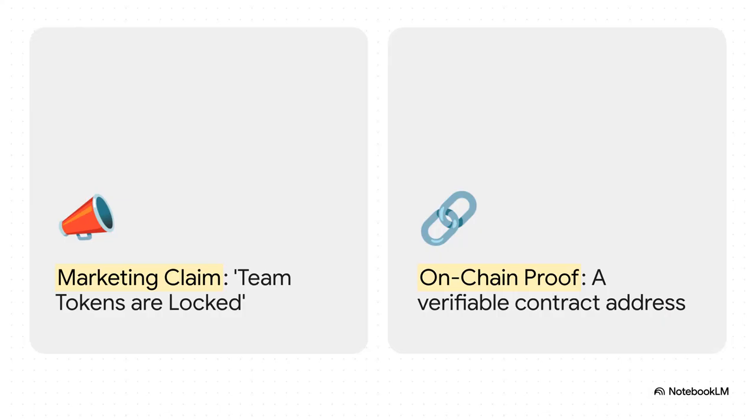Okay, so this slide right here, this is the core of what we're talking about today. On one side, you've got the slick marketing claim: team tokens are locked. Sounds great, makes you feel safe. But on the other side, you have the actual on-chain proof, a real smart contract that you can check for yourself that proves it's locked. And our job as investigators is to bridge that gap.